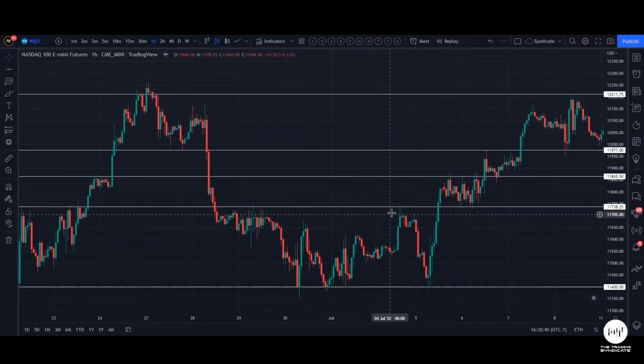Also, notice that each of these resistance and support levels don't have price touching exactly on the level. Sometimes it's just below it, and sometimes it is just above it. This is due to the fact that support and resistance levels are not exact levels, but rather thin rectangular zones where price typically rejects and moves in the opposite direction.